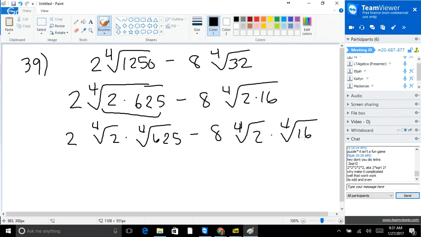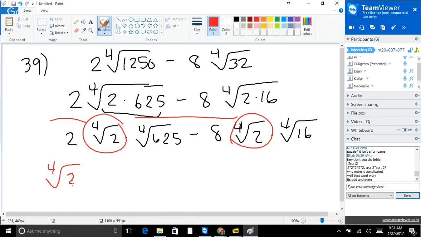So now at least I have one thing in common that I can pull out, right? I can at least pull that out and have one thing in common. We actually are getting somewhere. The 4th root of 2, and I'm left over with 2 times the 4th root of 625 minus 8 times the 4th root of 16.